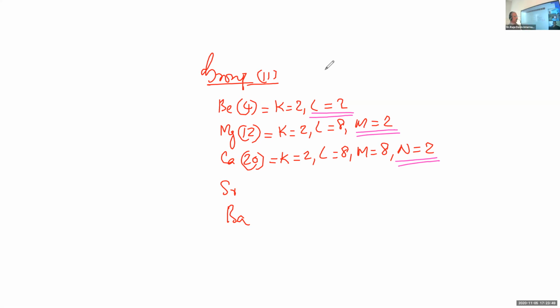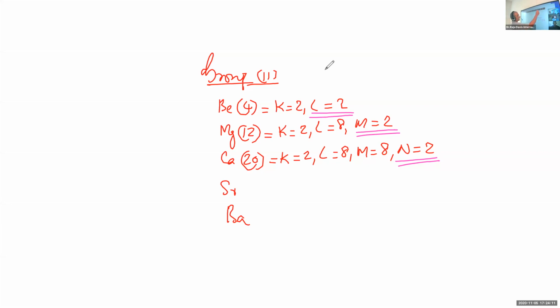So in general, we can say that in a group there is a common valency. The elements in a group have the same valency. Why? Because the number of electrons present in the outermost shell is the same.